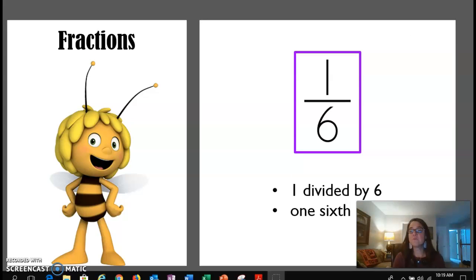So when we practice reading this fraction, we could say 1 divided by 6, or we could say 1/6. Notice how I have that TH sound at the end. 1/6. So you always read that top number first, and then you can either say 1 divided by 6 or 1/6.